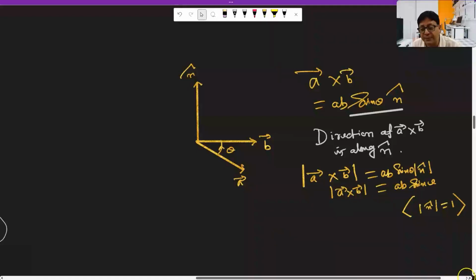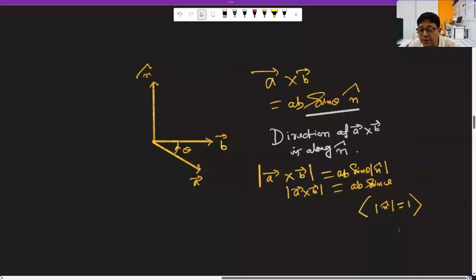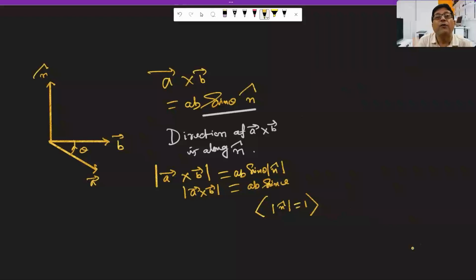So alright. Now let us find the geometrical significance of this cross product. A cross B represents what? For that we will be taking two vectors A and B in this manner. Say this is our vector A and this is vector B. Complete a parallelogram whose adjacent sides are these.